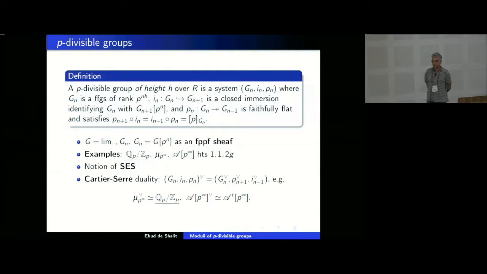And the Cartier duality carries over when you take for the new i the dual of the p, well, n+1, because it goes from level n+1 to level n. So for the new p, you take the dual of i. So if you take the system of Cartier duals of the Gn and you invert the roles of the i's and the p's, you dualize them, then you get a new p-divisible group. The dual of mu_p^infinity is Qp/Zp, and so on.